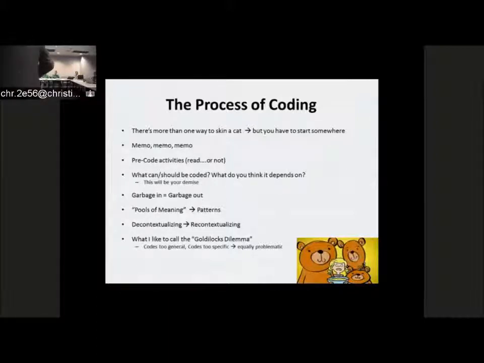And what I like to call the Goldilocks dilemma, sometimes your codes can be too general or they can be too specific. So again, engaging in this multi-stage coding, multi-step coding process allows you to be general and get more specific. Get those big chunks and then refine those chunks down.